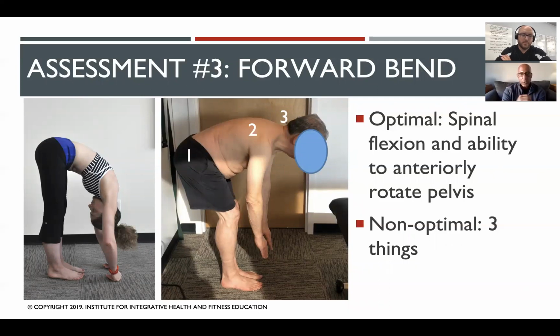So if you look at my client, there's 3 specific things you'll see non-optimal. And this will tell you a couple things about their body. Number 1 is you see the pelvis shifting way far back. And that's a very common thing, because why is it shifting so far back? Because they're not getting anterior pelvic rotation.